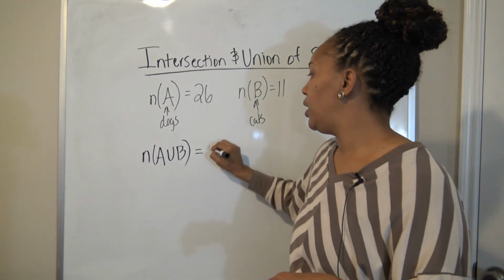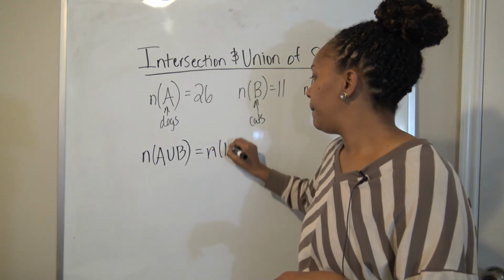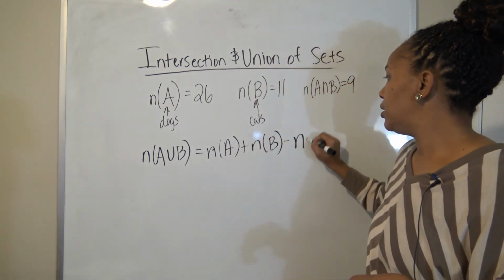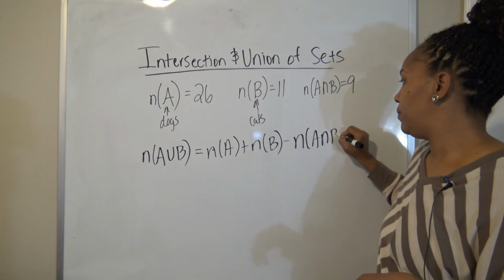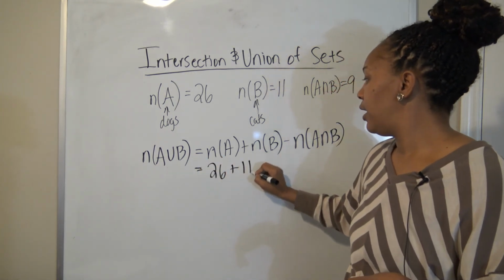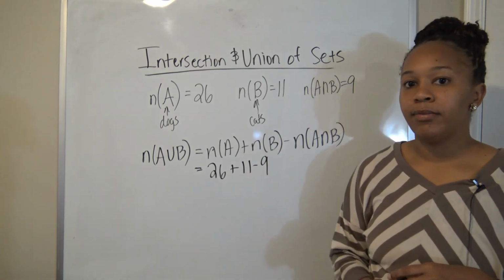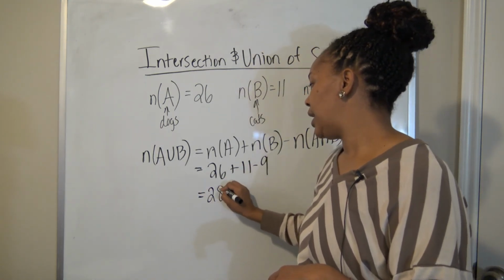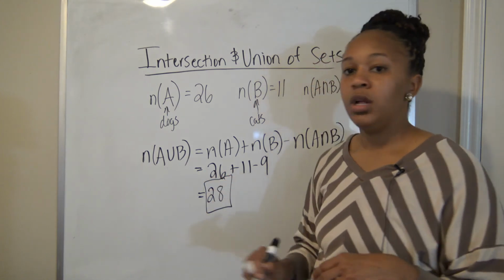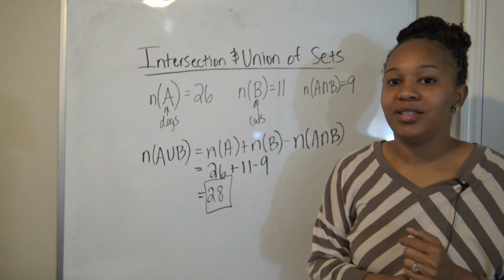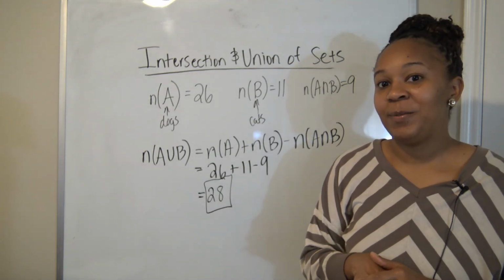All right, so that would be the number in A plus the number in B minus the number in A intersect B. So that would be our 26 plus 11 minus 9. 26 plus 11 is 37. 37 minus 9 is 28. So that means 28 presidents had dogs or cats. That's how you would calculate that.